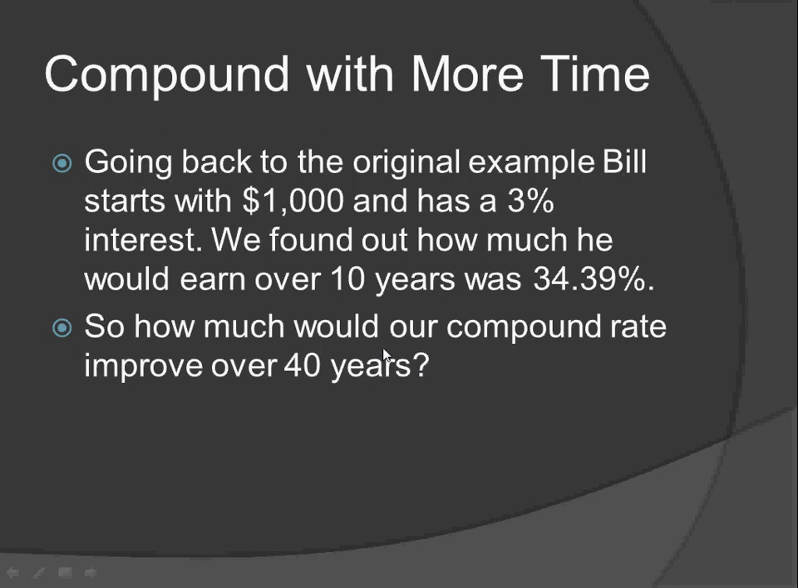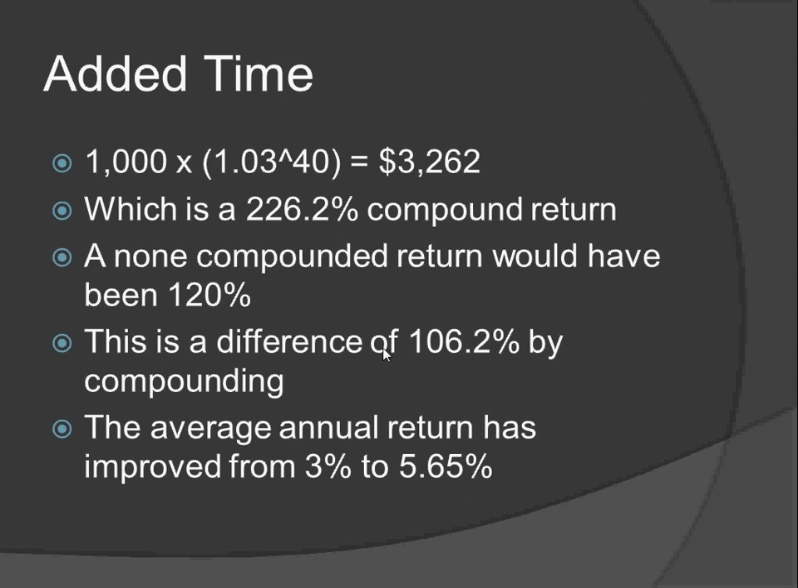Compounding with more time. Going back to that original example, Bill starts with $1,000 and has a 3% interest rate. We found out how much he would earn over 10 years, which was 34.39%. So how much would our compound rate improve over the course of 40 years? Well, let's do it again. 1,000 times 1.03 to the power of 40 equals $3,262, which is a 226.2% compound return. A non-compounded return would have been 120%. This is a difference of 106.2% by compounding. The average annual return has improved from 3% to 5.65%. So basically, by simply compounding, you have improved your rate of return by an additional 106%.